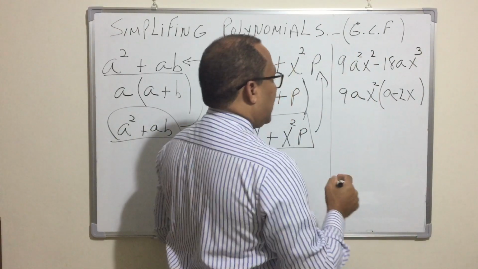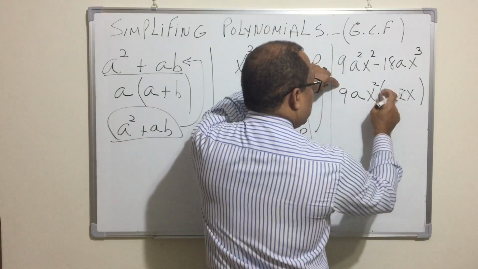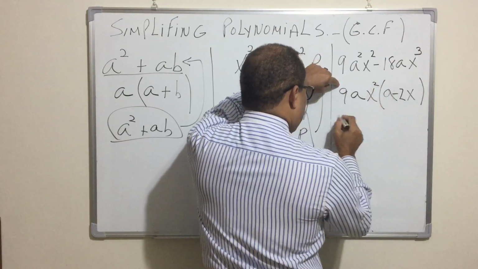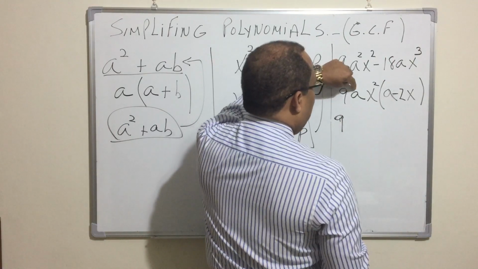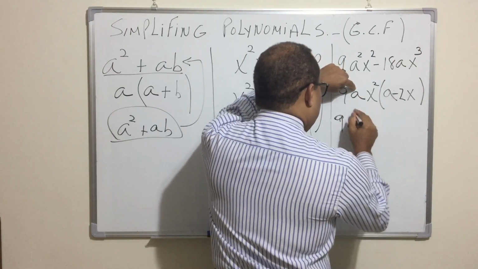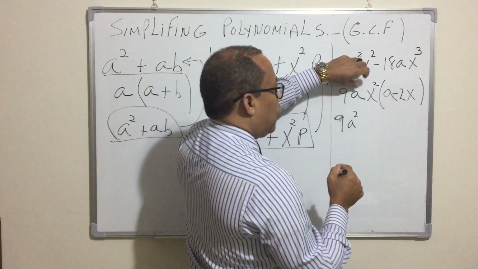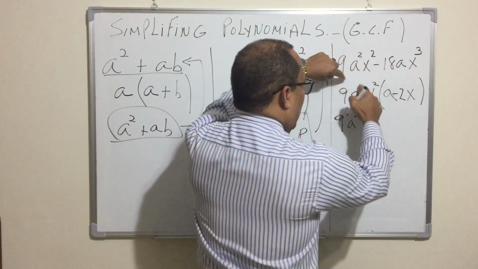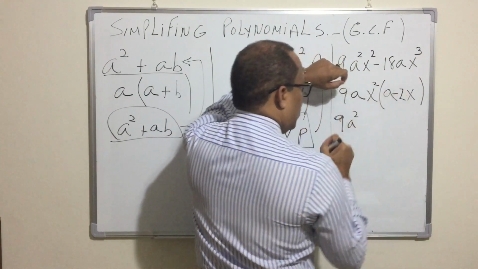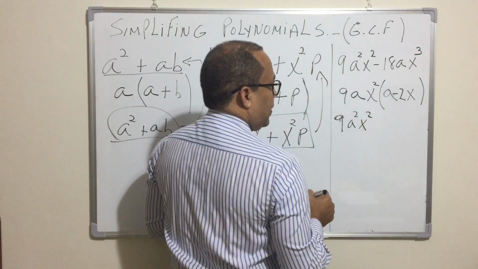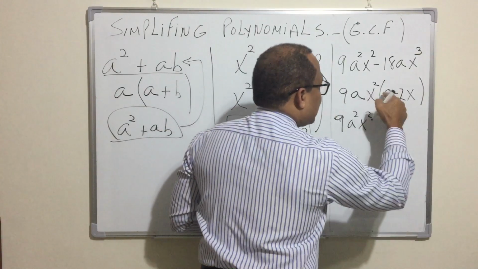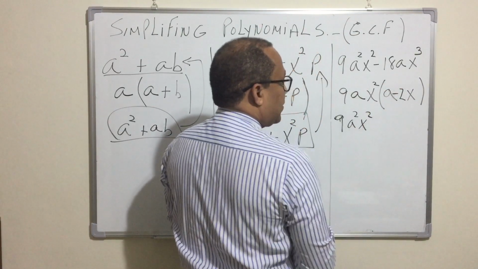Check. Let's check. 9 times 1, that's a 1 invisible, is 9. 9. a times a to the second. In multiplication, we add the exponents. 1 plus 1 is 2. And then just bring down the x to the second. It's like saying x to the second times 1. Also, it's x to the second.